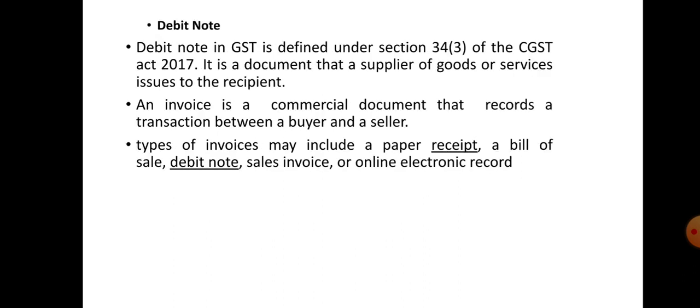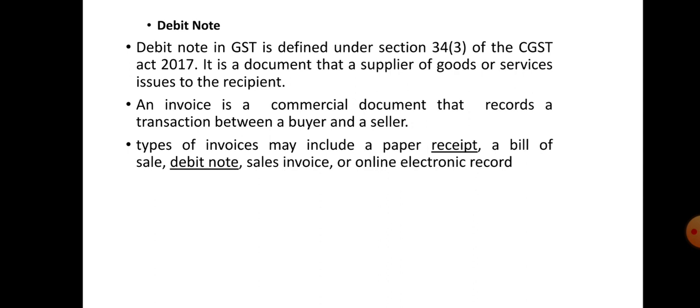Today we'll see about the debit note. The debit note is defined under Section 34 subsection 3 of the GST Act 2017. They say that it is a document that a supplier of goods or services issues to the recipient. The recipient means the person who receives the goods whenever he enters into a contract of buying and selling. So here, for inward supply, the recipient is treated as the inward supply.